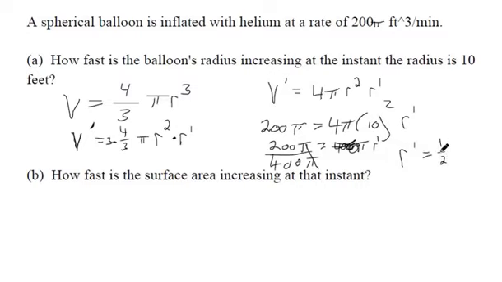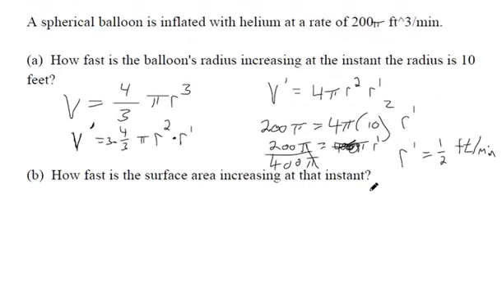And the units here, well, let's go back to the units of volume. The units of volume were feet cubed per minute. We took a derivative, so now we're talking about how fast the radius is changing. The radius is a one-dimensional measurement, so it's feet per minute. Does our text say that? Yeah, it does. So that's 1/2 a foot per minute.